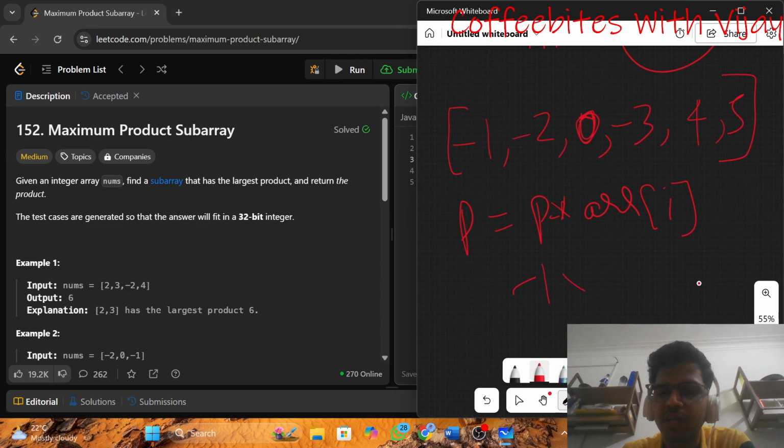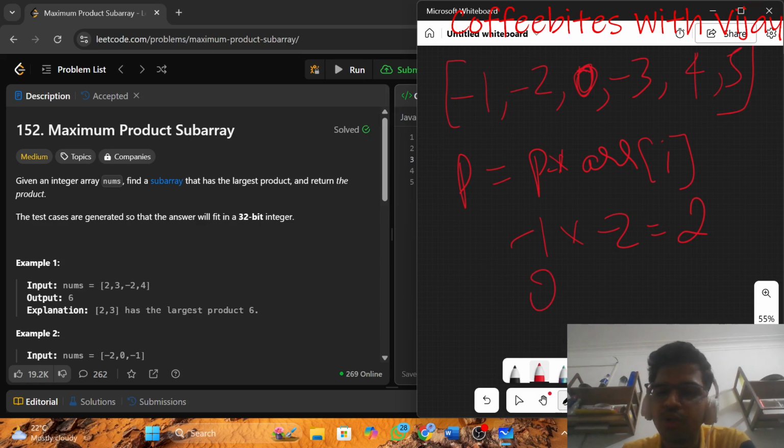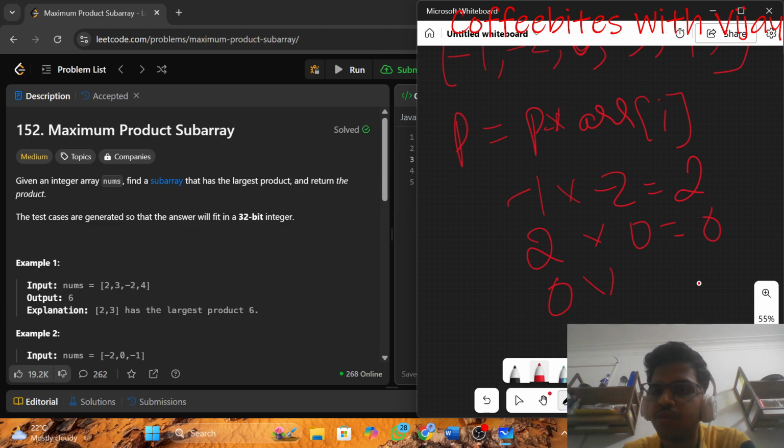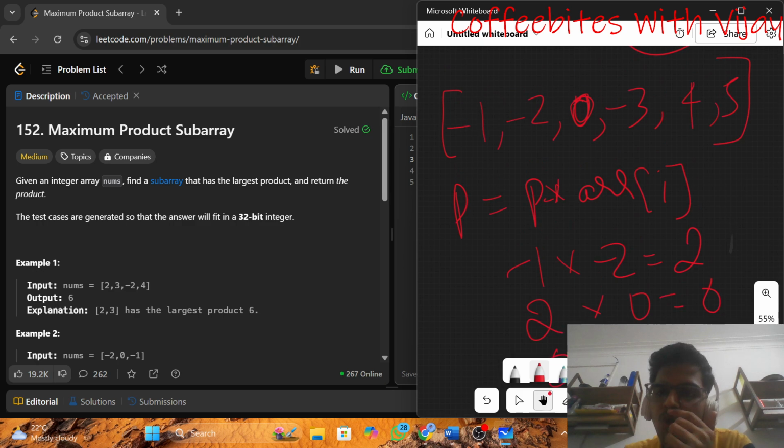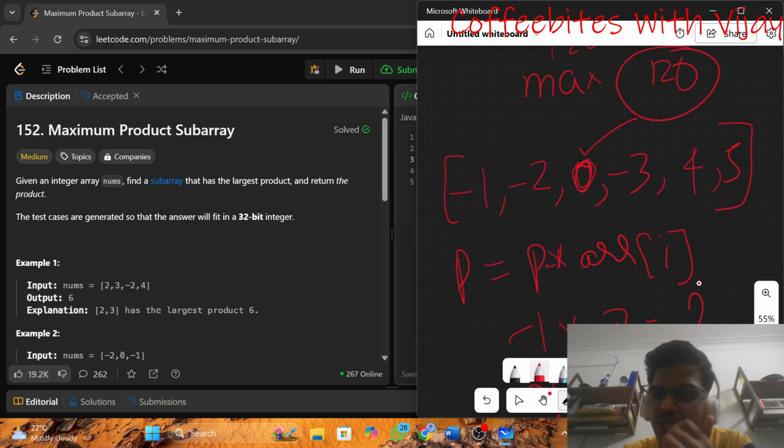I would do minus 1 into minus 2, then the product would be plus 2, and 2 into 0, the product would be 0, and again 0 into minus 3, then the product would be 0, and finally I would get 0 as my answer. So what to do if I encounter 0 in my array?